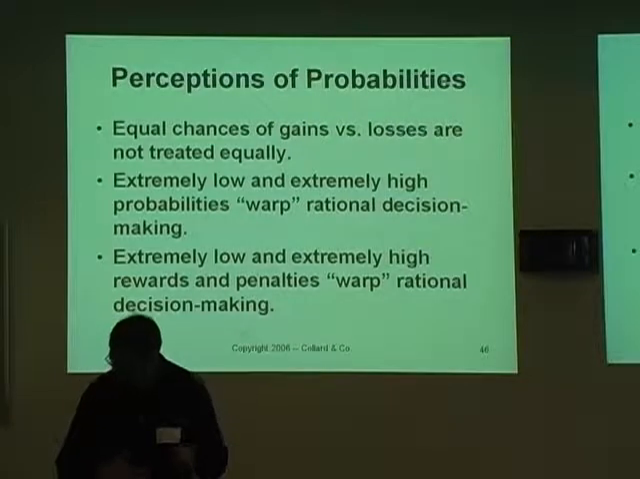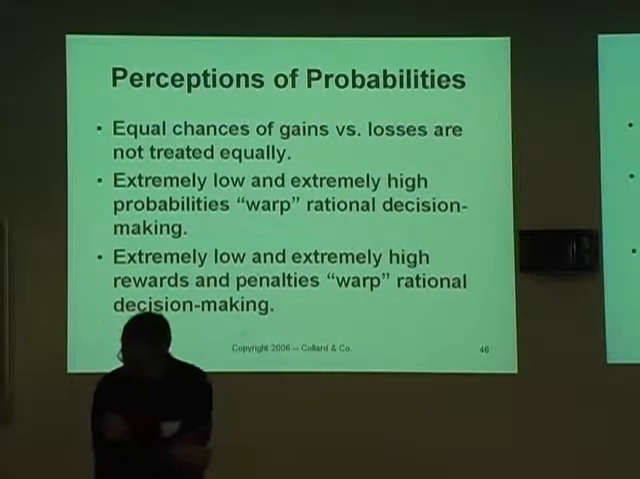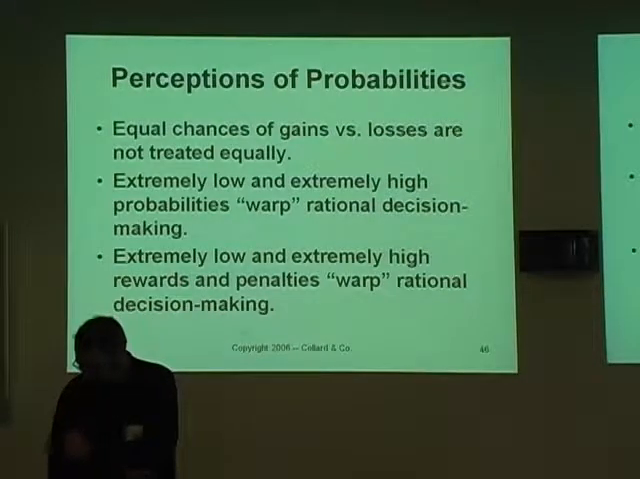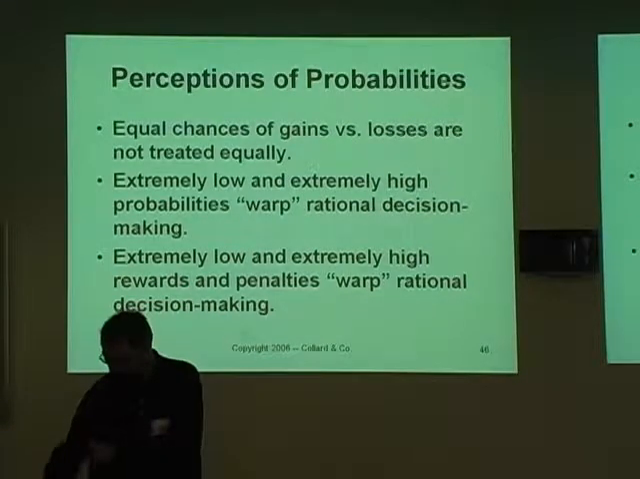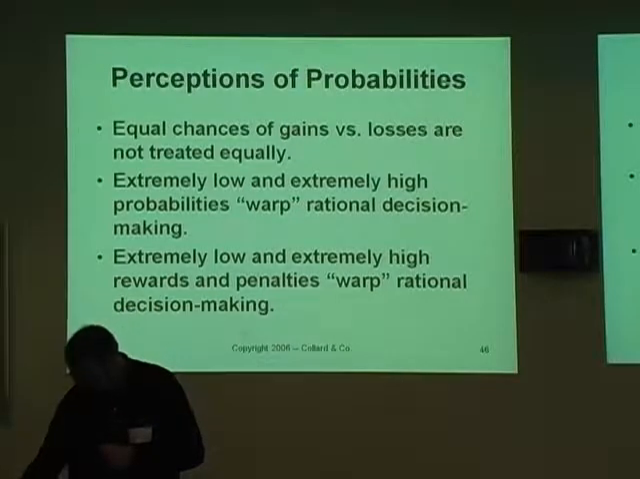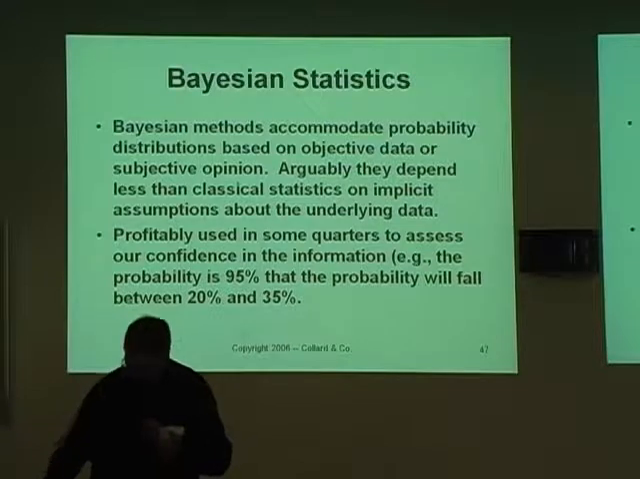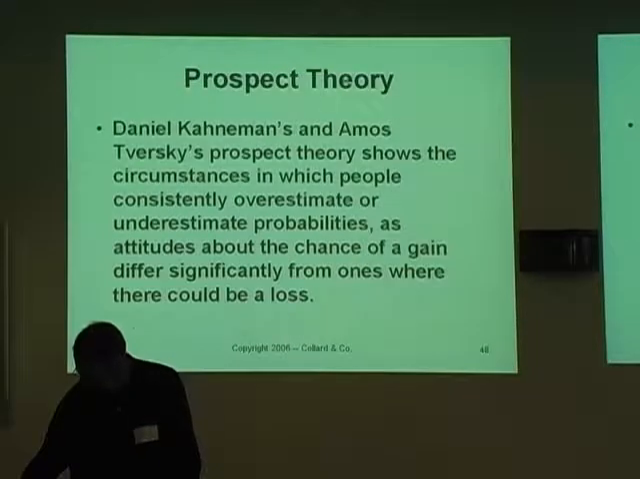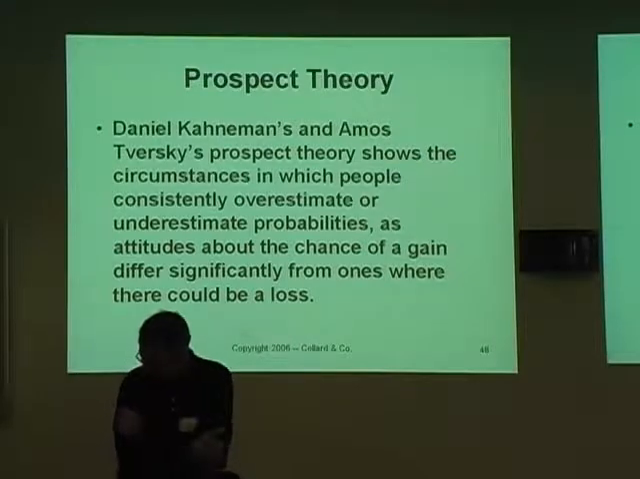I'm going to, as I said, move ahead a little bit. But the important point here, I said before, is that gains and losses are treated differently psychologically. Our friend at the back said this, the second point, that lower and high probabilities warp the decision making. Bayesian methods, I'll just skip over this for the time, and then get into this idea of prospect theory.